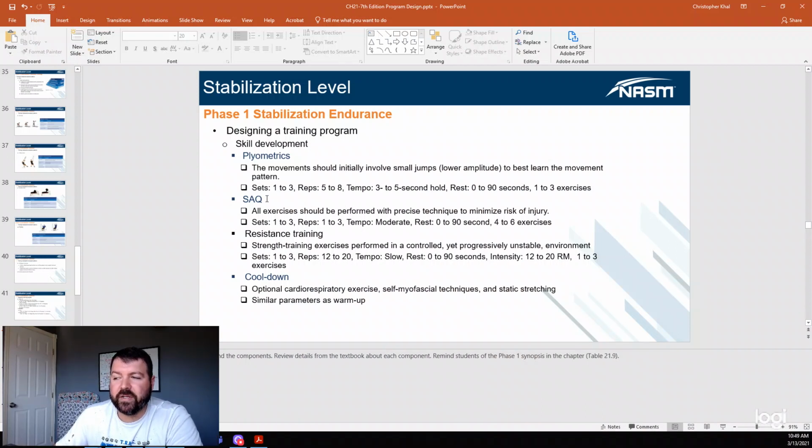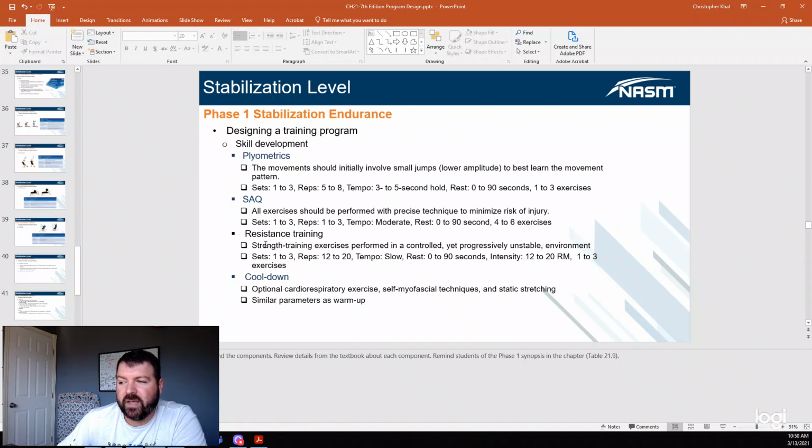Your speed, agility, quickness. Okay, all exercises should be performed with precise technique to minimize risk of injury. So right off the bat, you may need to slow this down a little bit. You know, it's the first one, speed. Make sure they can do the exercise pretty much perfectly. Okay, slow it down and then speed it up as they get more comfortable with it. Okay, 1 to 3 sets. Reps is 1 to 3. Tempo moderate. Rest same, minute and a half. 4 to 6 exercises.